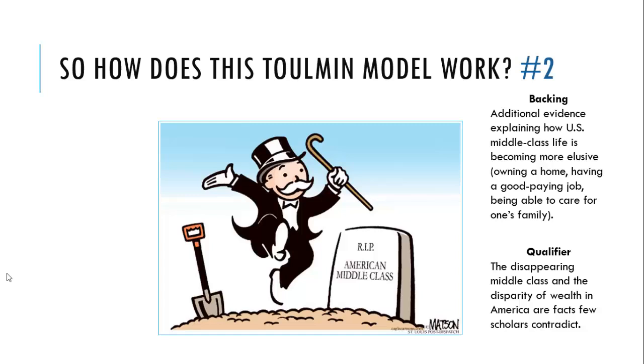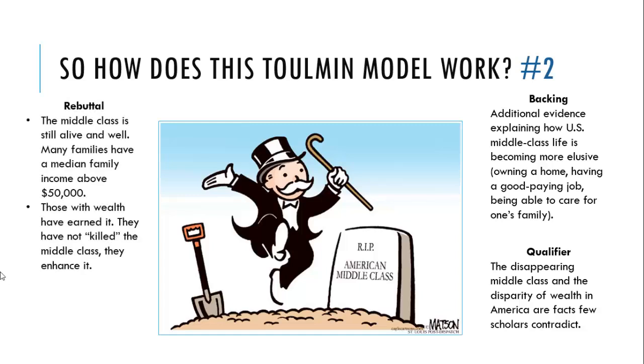And again, that qualifier is looking at how probable and how much does the arguer believe that this potential argument is really and truly how reality appears. And so the qualifier that I would see from Matson's cartoon is that the disappearing middle class and the disparity of wealth are facts that few scholars or economists or sociologists really contradict or dispute. This is definitely something that you're seeing, and there's even this theory of what's called the middle class squeeze, where more and more of the middle class is squeezed out by the poor and by the super wealthy.